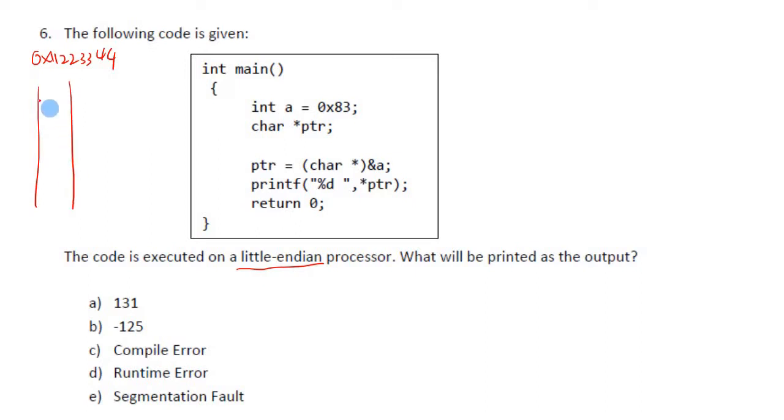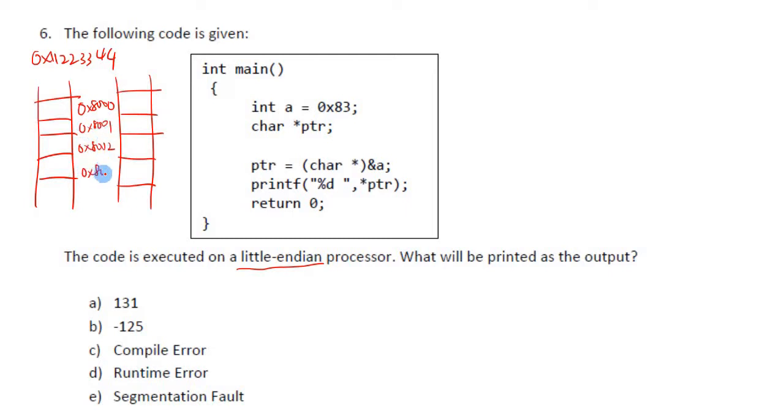Okay, so if I were to draw the memory, let me draw it side by side, and let me give some random addresses. So let's say this is the first lowest address, 8000, 8001, 8002, 8003. Okay, so this 4 byte data could be stored in two different ways.